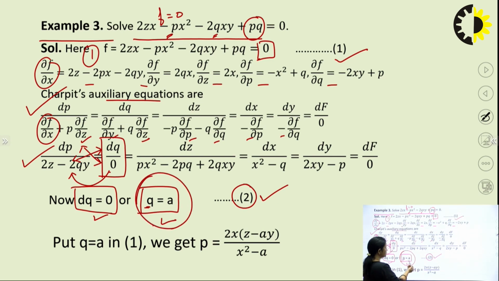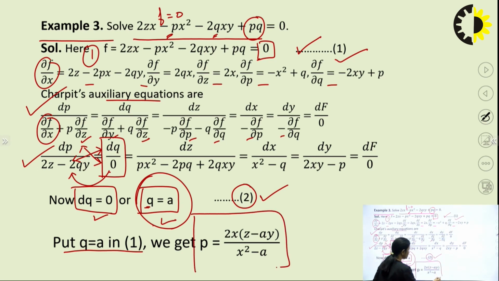What we have to do is put the value of q in equation 1 and simplify this equation for p. We will obtain the value of p in terms of x, y, z. These are very simple steps, as we discussed in the previous example. So just put the value of q equal to a in equation 1 and simplify it for p. We will obtain the value of p.